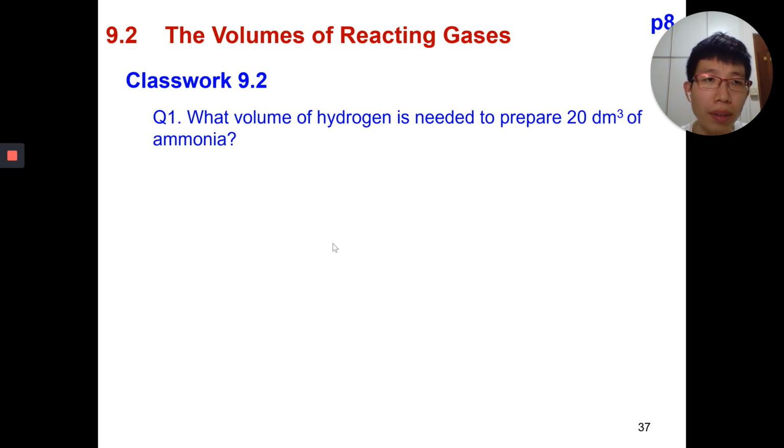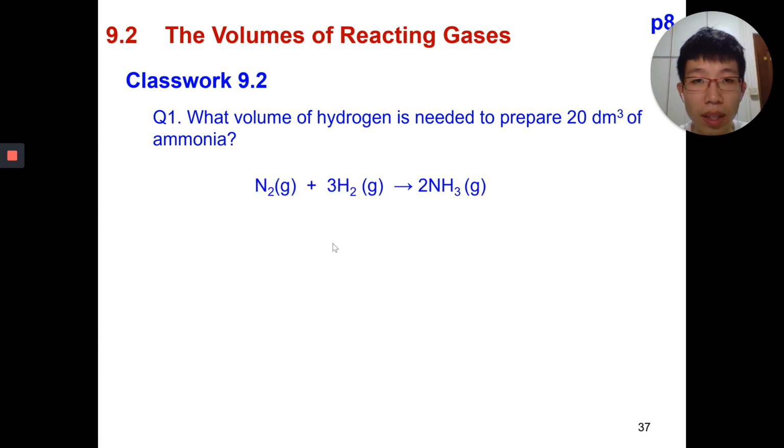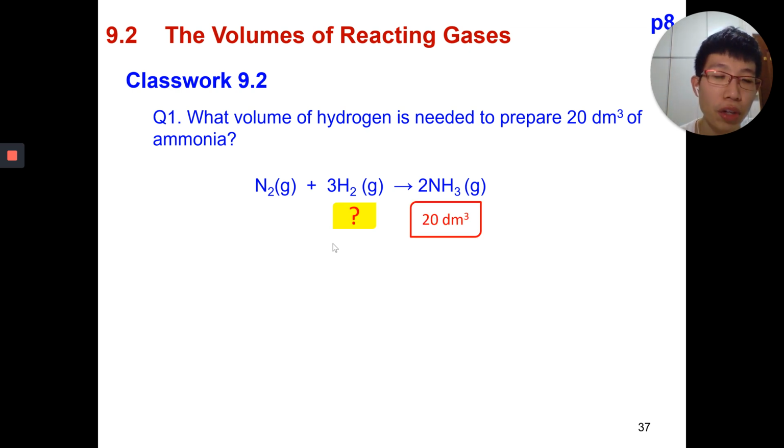In question 1 on page 8 of the notes, what volume of hydrogen is needed to prepare 20 dm cube of ammonia? You're given these chemical equations. 1 mole of nitrogen gas reacts with 3 moles of hydrogen gas to give you 2 moles of ammonia gas. This is the mole ratio. So we put down all the information given. We are given 20 dm cube and we want to find out what volume of hydrogen needs to be used in order to produce this 20 dm cube of ammonia.